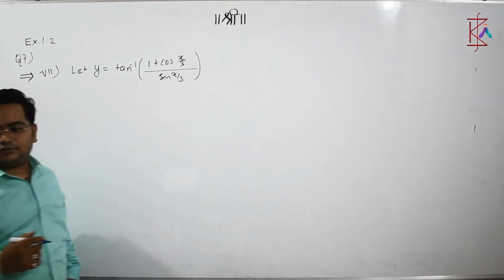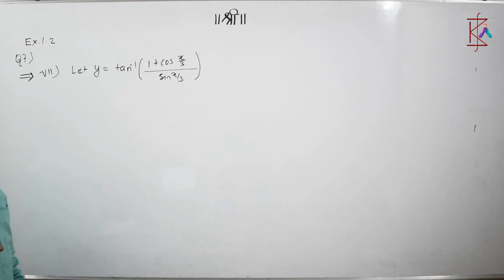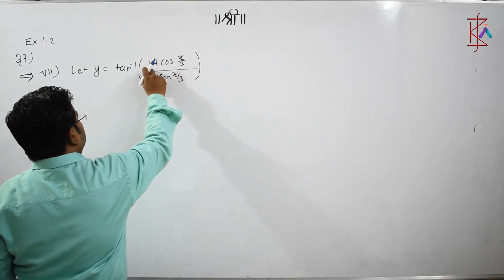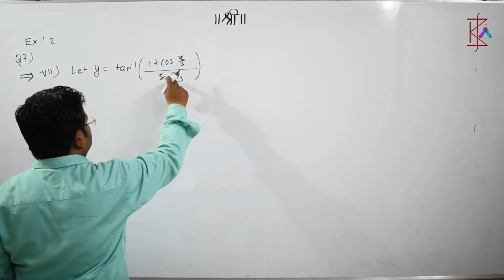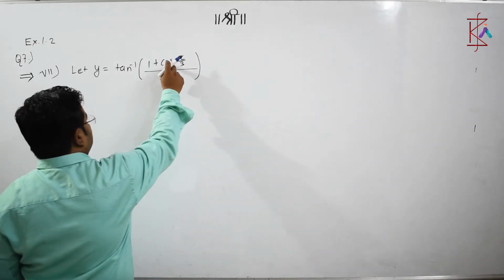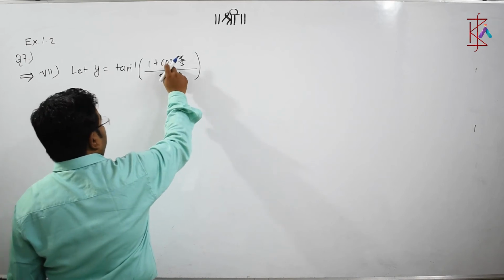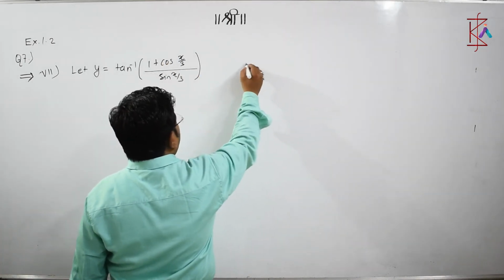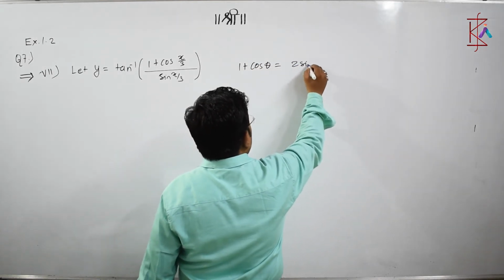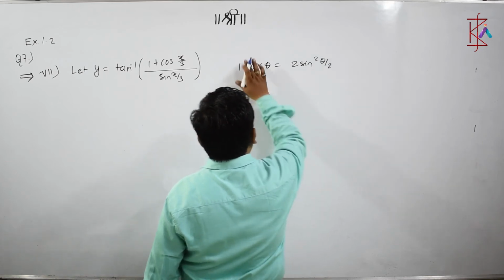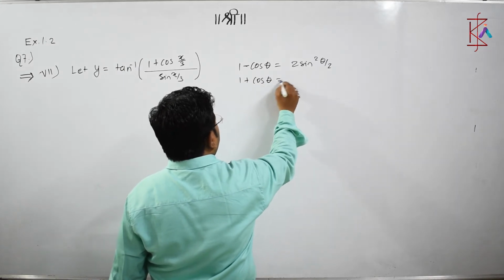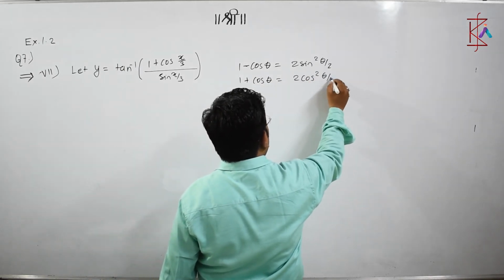Very important, very interesting also. How to solve this question, sir? Within this bracket, as you can see, this contains some value, this contains some value, and this also has its own value. Now what is the formula for this? There should be some formula for this. We know that 1 minus cos theta is equal to 2 sin square theta by 2, and 1 plus cos theta is equal to 2 cos square theta by 2.